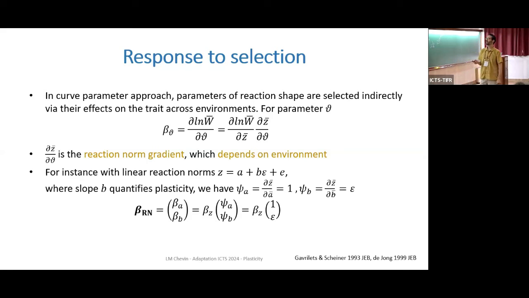And so then the selection gradient vector on this reaction norm, the selection gradient on the intercept and slope, is just selection on the trait times 1 for the intercept and epsilon for the slope. So selection on the slope is selection on the trait multiplied by the environment. There are some tricky aspects as to where you define your intercept and things, but let's not go into that. Okay?